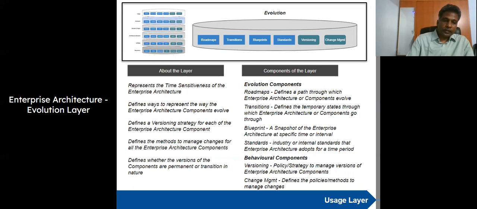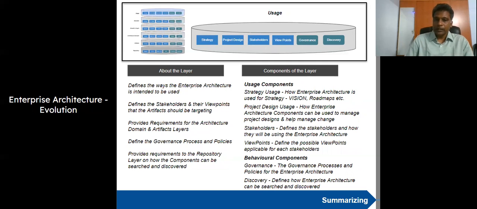Then finally, the topmost layer is the usage layer. This is basically going to give the requirements for all the layers from the top down. The primary aspect is to define who and how we are going to use the enterprise architecture or its components. There are a couple of usages which we always need to have as part of the enterprise architecture. One is governance. This layer should define the governance process: how are we going to manage the governance, what artifacts need to be covered, etc.